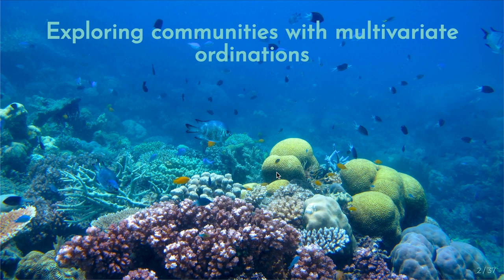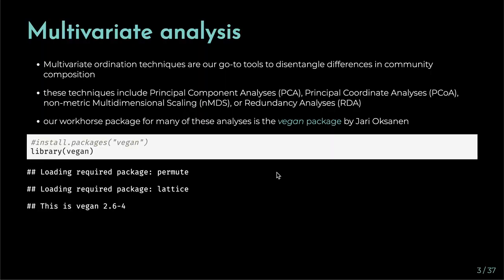So what we can do with these ordinations, of course, is explore community composition and how it differs across many sites, or we can tailor the analyses to one of the many applications that we have discussed in class. These multivariate ordination techniques, be that PCA or PCoA, NMDS or redundancy analyses, are generally our go-to tools to disentangle differences in community composition which can't be assessed by a single value like species richness.